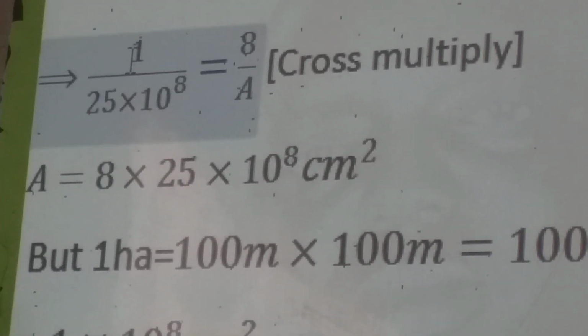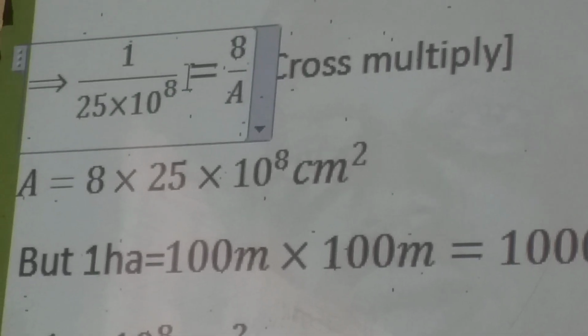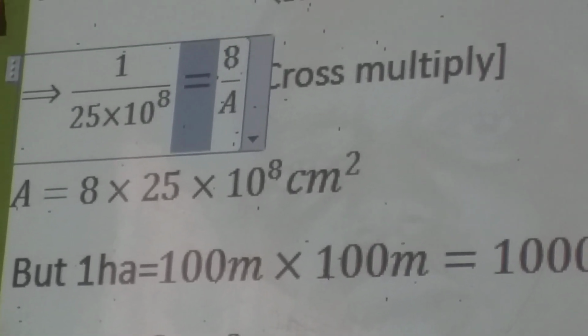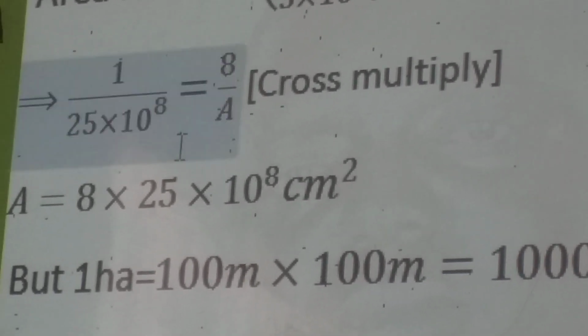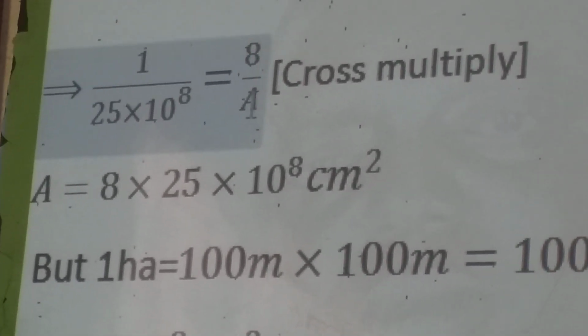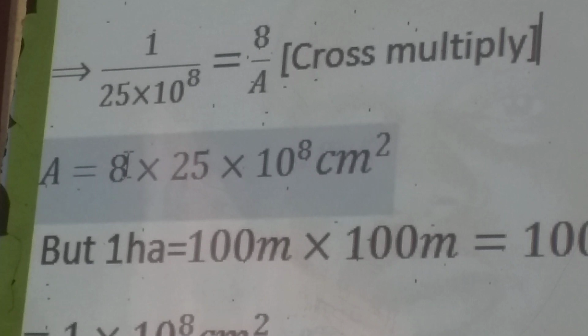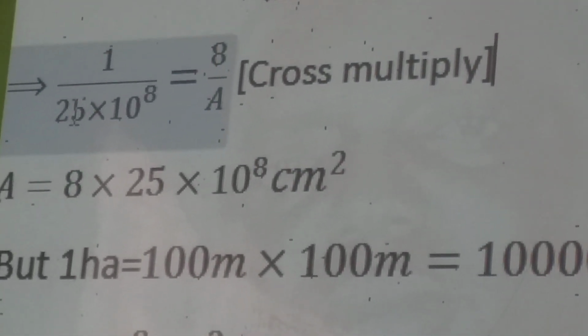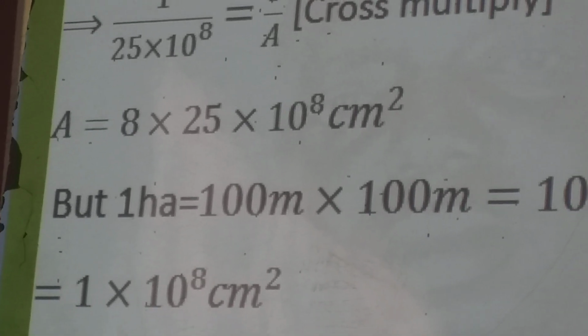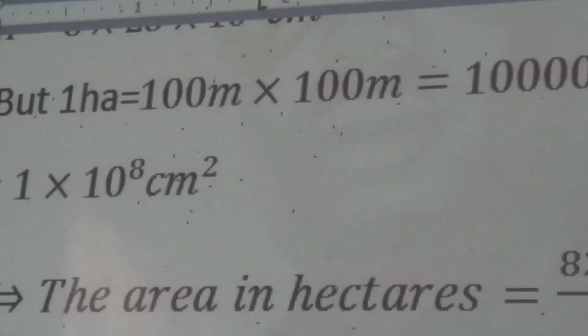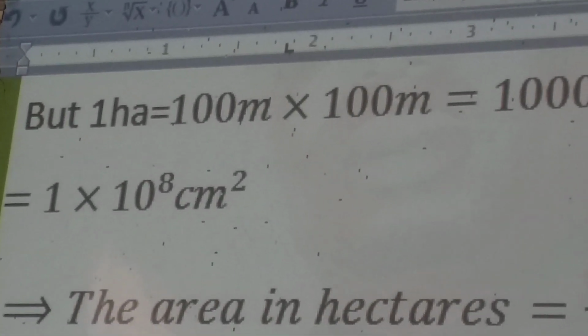Here we cross multiply, so that 1 times A gives us A equal to 8 times 25 times 10 to the power 8 square centimeters. That is the actual area in square centimeters.